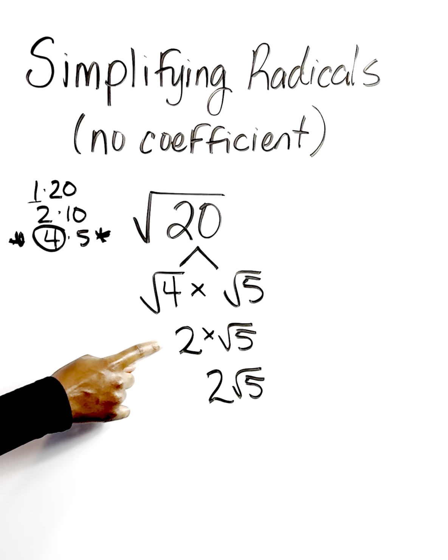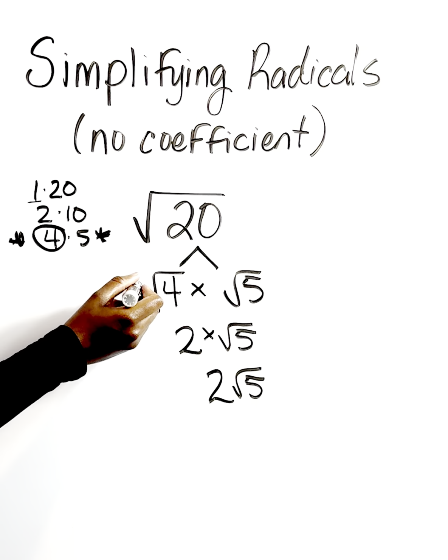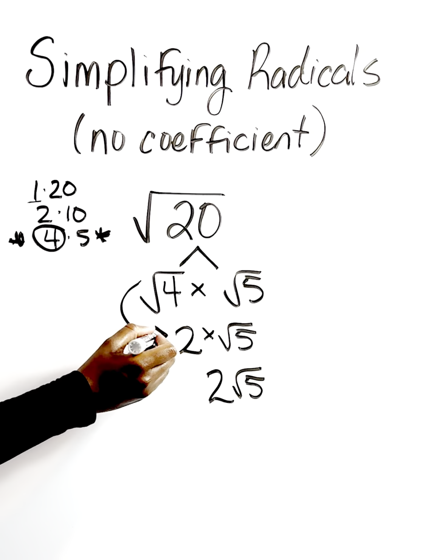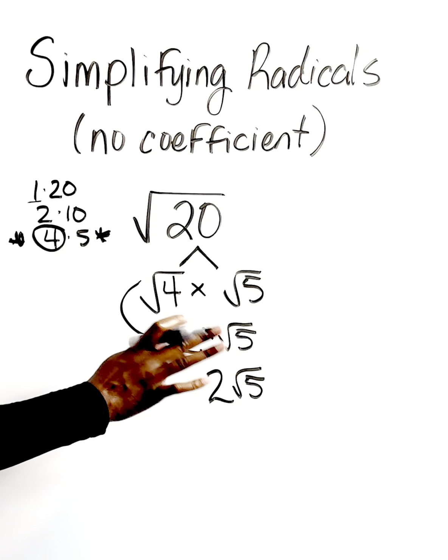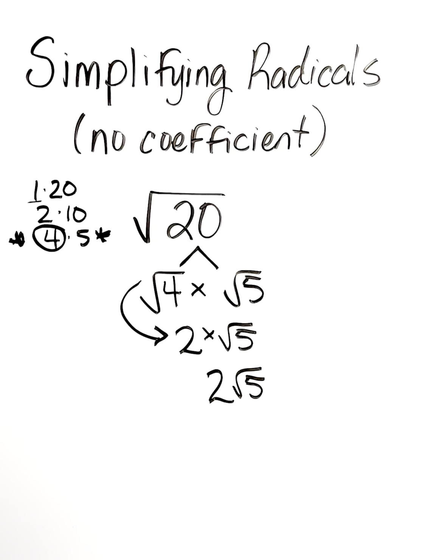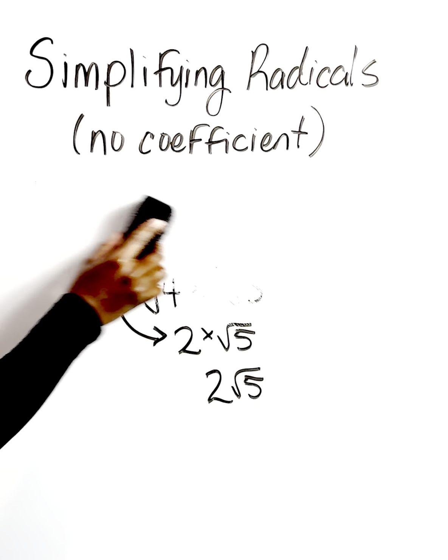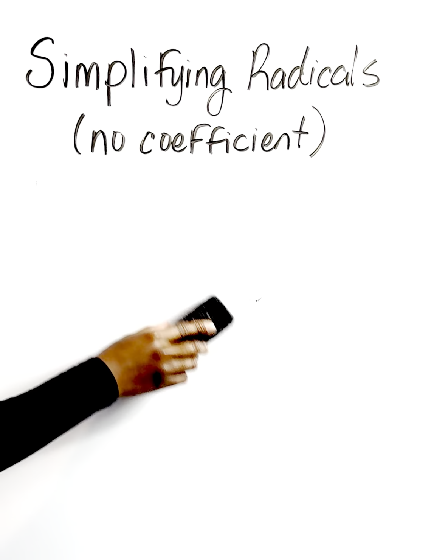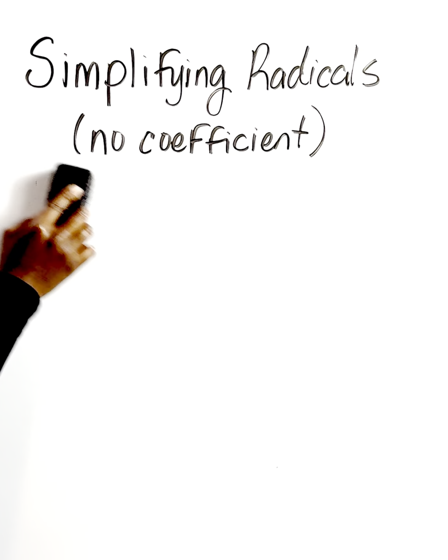We said the square root of 4 gave us 2, and of course, the square root of 5 doesn't give us a whole number, so we're going to leave that there. And then we just bring it down as 2 square root 5. Once you get into the groove of this, it's super simple. It's very straightforward. So that was example 1A in your workbook.